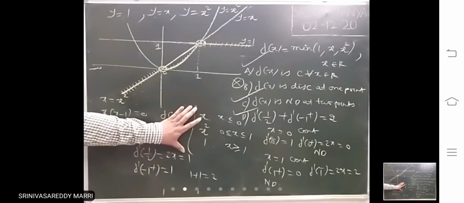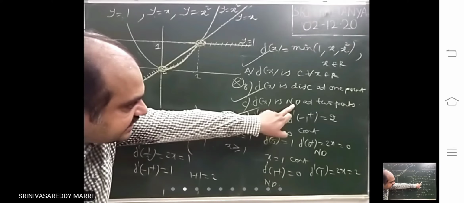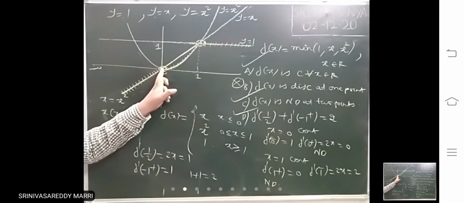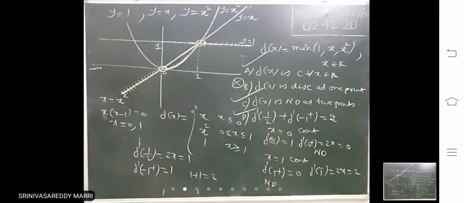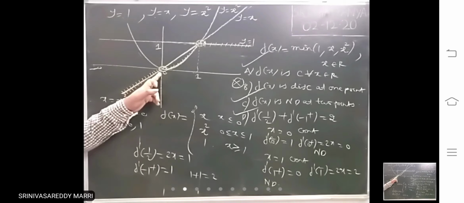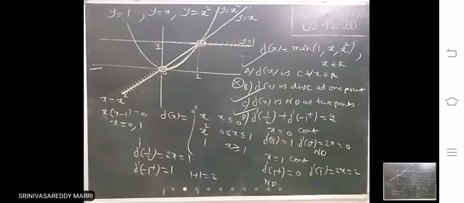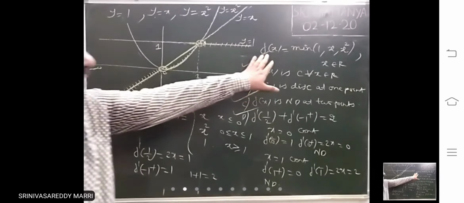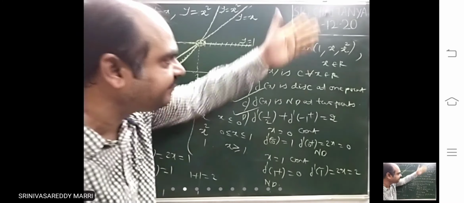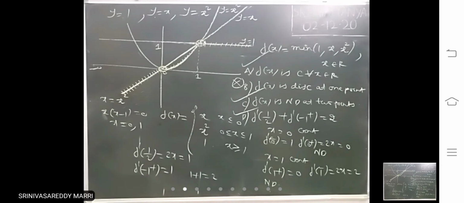Writing this is one way. If you want to write where it is not differentiable, there are 2 points. This is 1 point, this is 1 point. At those 2 points, it will not be differentiable. Without writing, from the graph, where the rule changes, this dotted graph, at those points it will not be differentiable. Like that, minimum, maximum. Maximum means above graph. We will see some more examples on that.